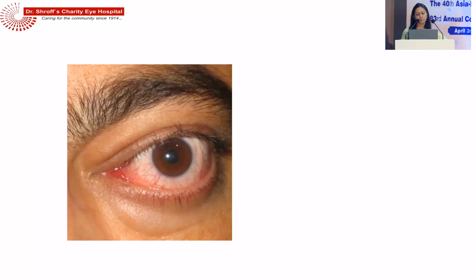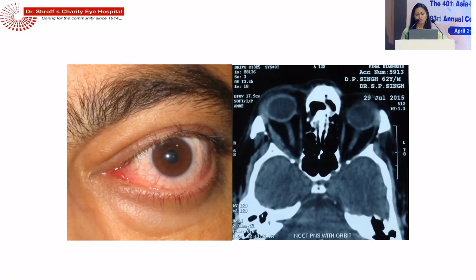This was a gentleman with bilateral multiple muscle involvement. Again, a young gentleman, signs of inflammation, everything else is there. What we see is muscle thickening. But what is striking here is probably the tendon which is spared in this case. So we need to differentiate the cases of idiopathic orbital inflammation from the acute stage of thyroid orbitopathy, where overlapping features can be there both on imaging as well as clinically.